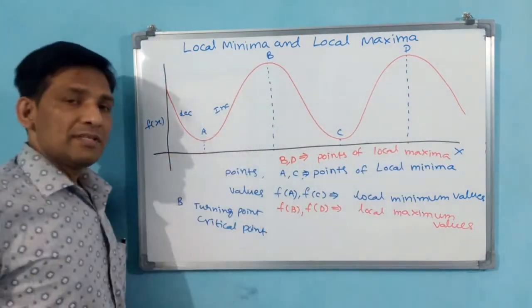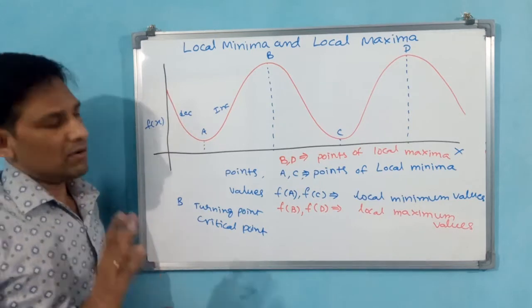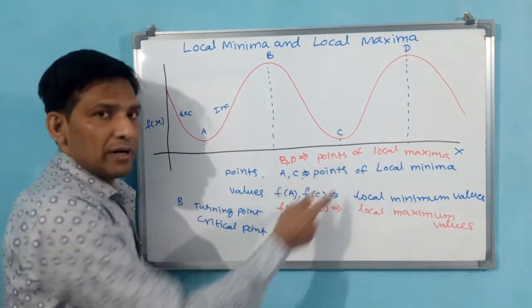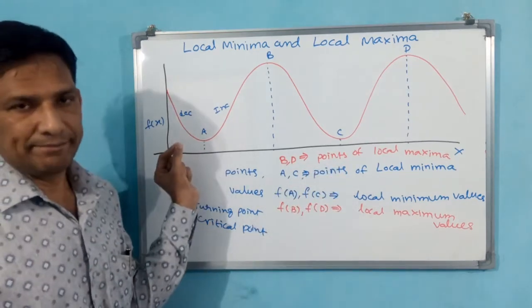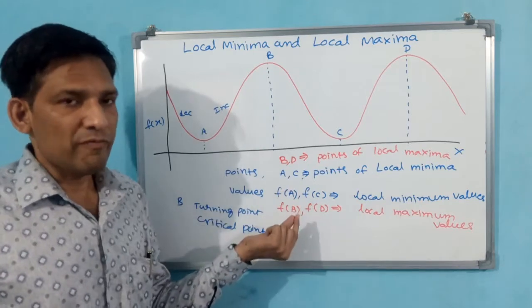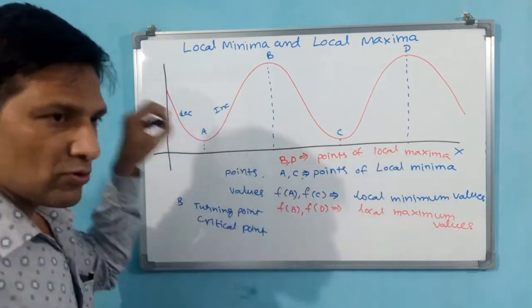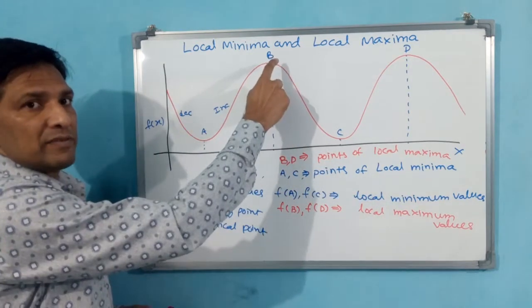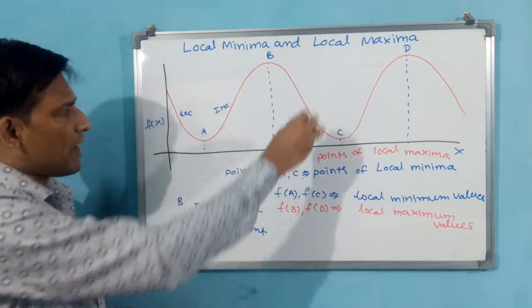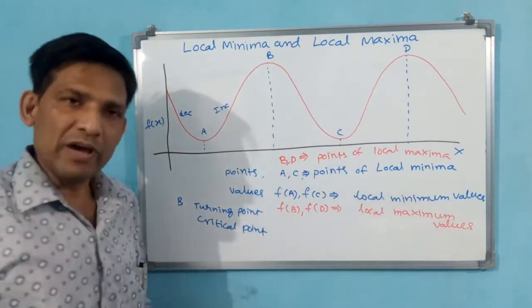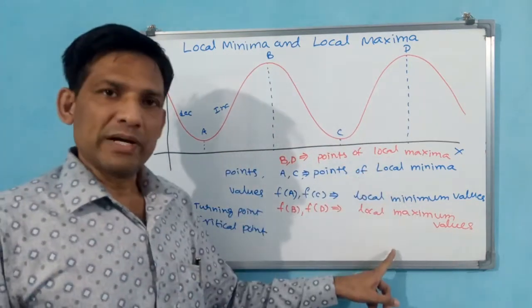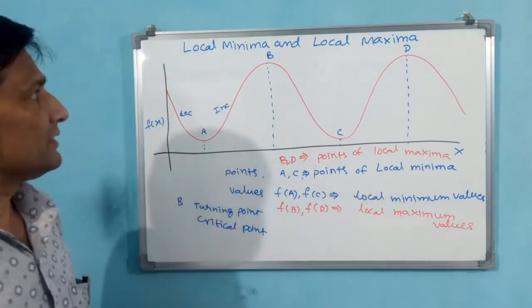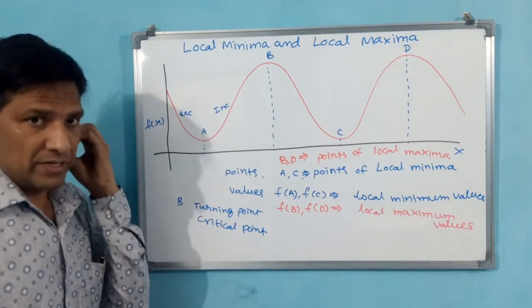Okay, this is the local minima, local maxima concept. Local minimum value is different from local minima. Local minima means a point, the x coordinate. Local minimum value means that value, where you substitute that point in the function. f of x is the function. If b is the local maximum point, then f of b will be the local maximum value. Local maxima, local maximum value. Local minima, local minimum value. If you understand this, then we will go for the first derivative test.